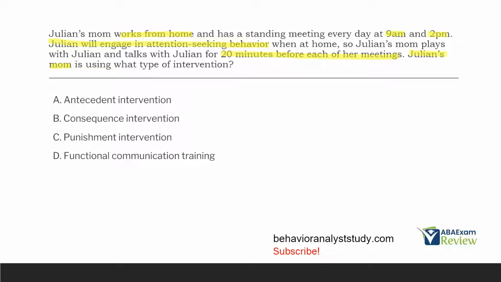What about B, consequence intervention? Well, she's not reacting to anything, right? She's being proactive. And a consequence would be Julian has already engaged in attention-seeking behavior. What did Julian's mom do in response? That's not what's occurring here. C, punishment. Well, it can't be punishment because it's not a consequence. And then D, functional communication training. There's no indication she's teaching Julian anything about functional communication. What we do know is she's being proactive, she's being preventative, she's using an antecedent intervention to attempt to reduce the motivation for Julian to engage in this attention-seeking behavior at the wrong time.